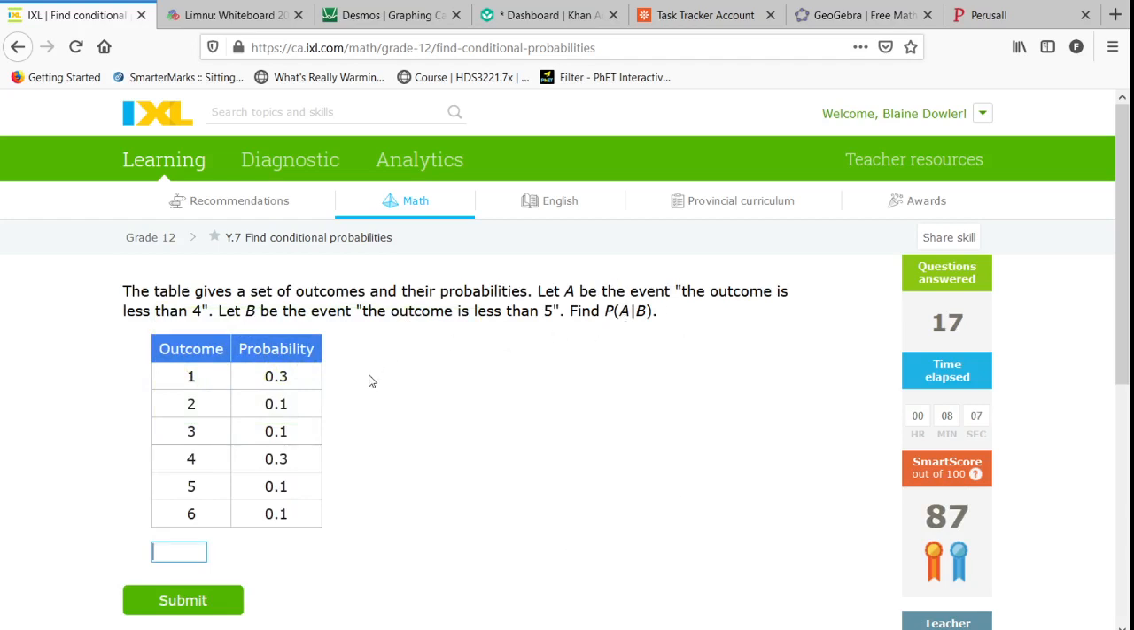Now A, outcome is less than 4. That's 1, 2, or 3. And B is the outcome is less than 5. That's 1, 2, 3, or 4. So the probability of A and B is still just the 1, 2, or 3, which is 0.5. Probability of B alone is 0.8 when we add those together. 0.5 divided by 0.8 is 0.625.